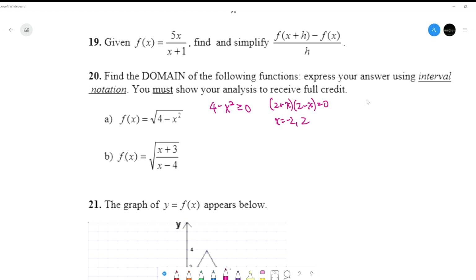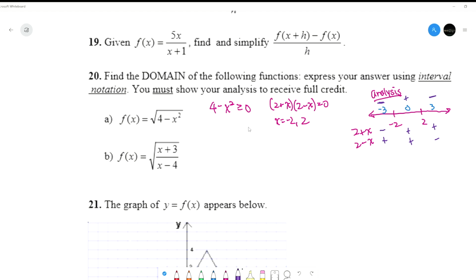Right? And we have to do analysis. So we have a number line with negative 2, positive 2, and I'm going to test a couple of points. I'll test negative 3, 0, and positive 3. If you plug them into 2 plus x and 2 minus x, let's see what happens. Negative 3 gives you negative and positive, which is a negative interval. 0 gives you positive and positive, so this is positive. 3 gives you positive and negative, so this is negative.